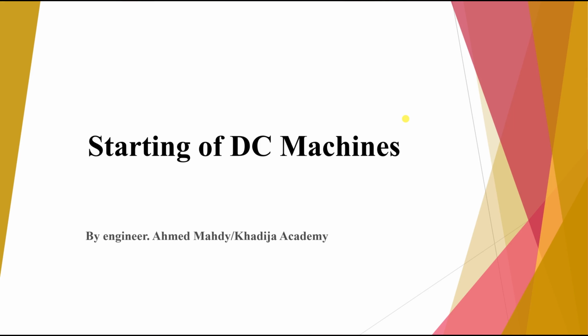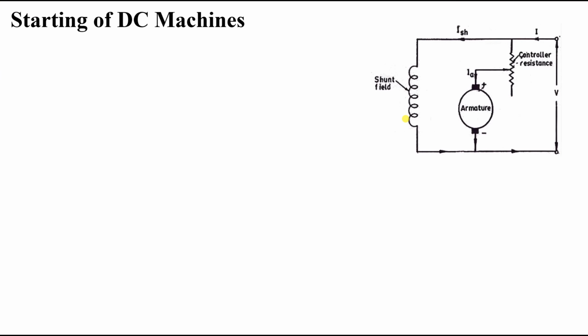Hey guys, and welcome to another lesson. In today's lesson, we will discuss an important topic, which is the starting of our DC machines. So what do I mean by starting of DC machines? Well, you will find that when we start our DC machine, at the very beginning, the electrical machines take a very large amount of current, which can exceed even the rated current. Now, why is this happening?